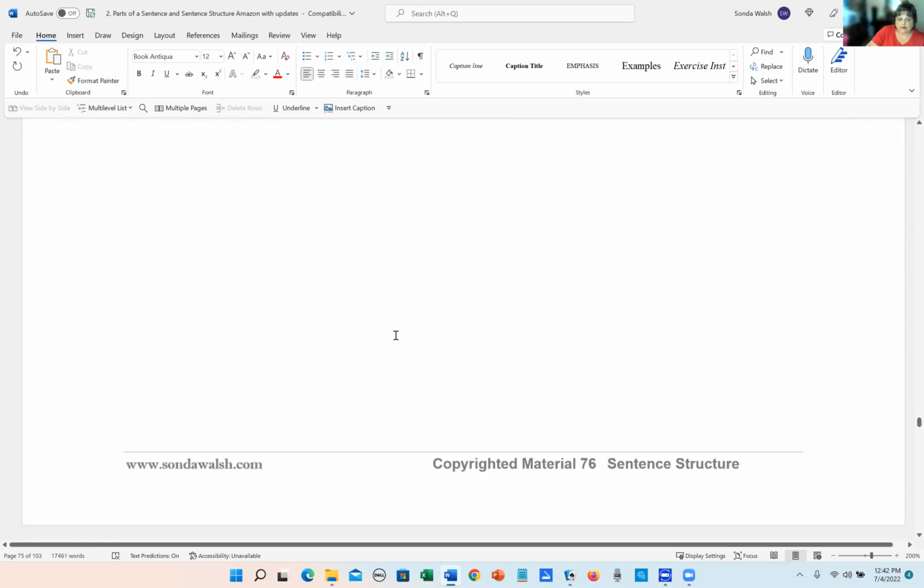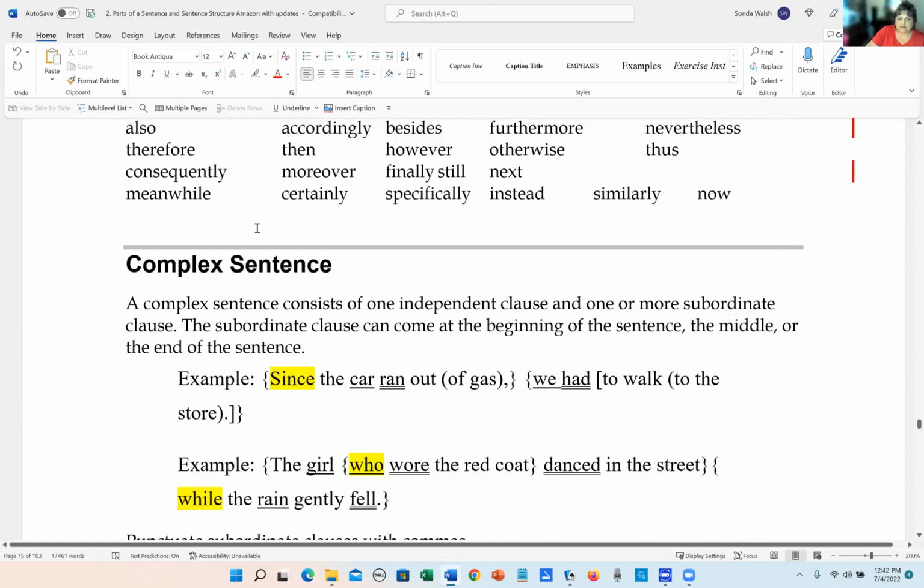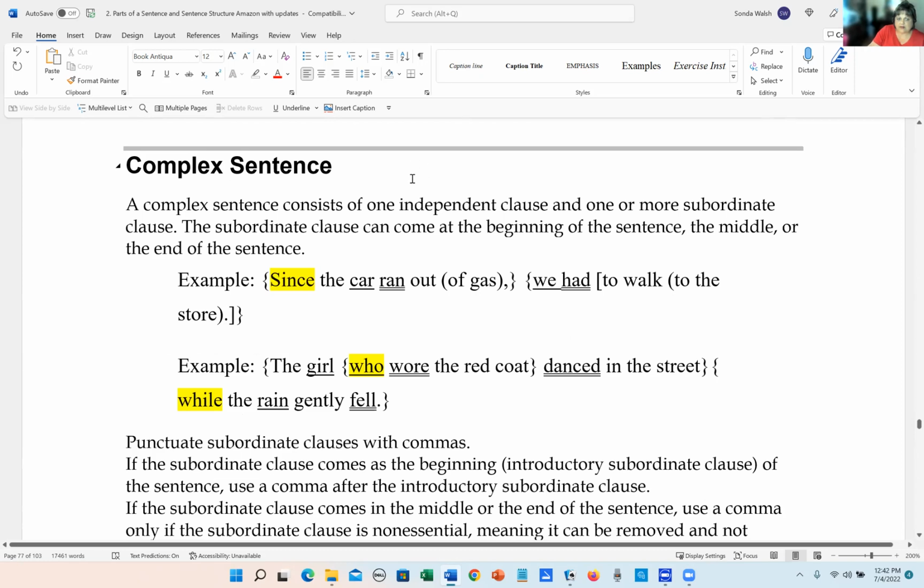Okay, then the third sentence is a complex sentence. A complex sentence has to have only one independent clause and one or more subordinate clauses. So it's one of each, a subordinate and an independent. For example, since the car ran out of gas, we had to walk to the store. So the first one is a subordinate clause. The second clause is the independent clause.